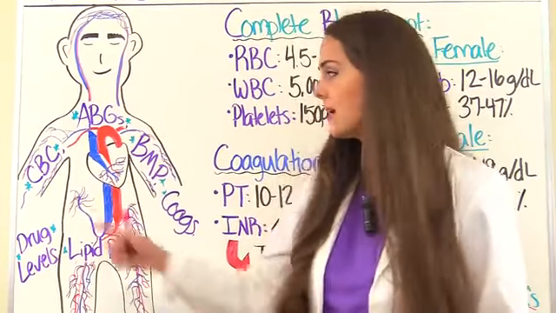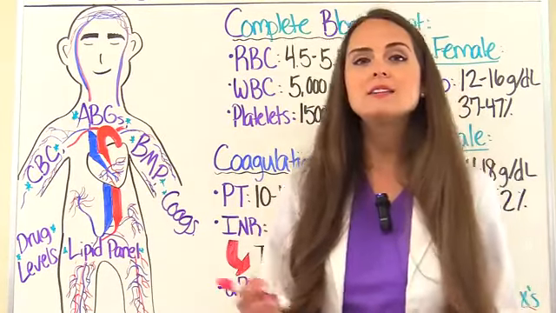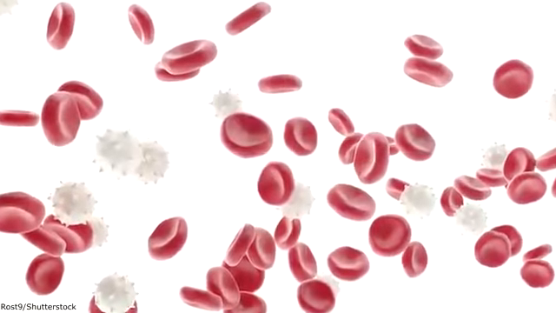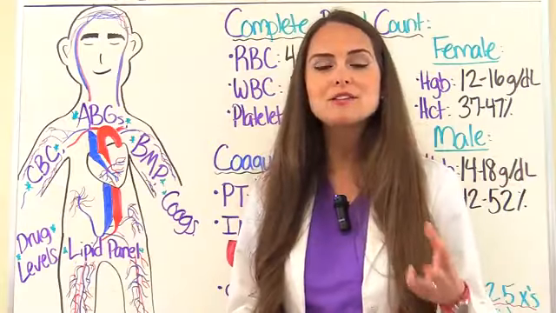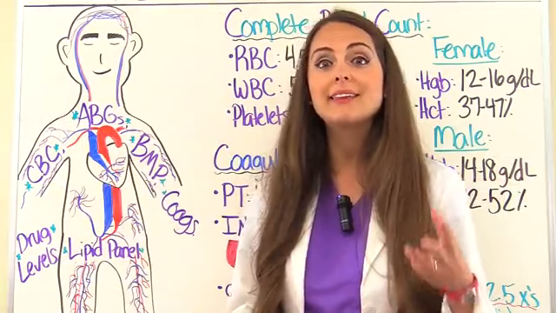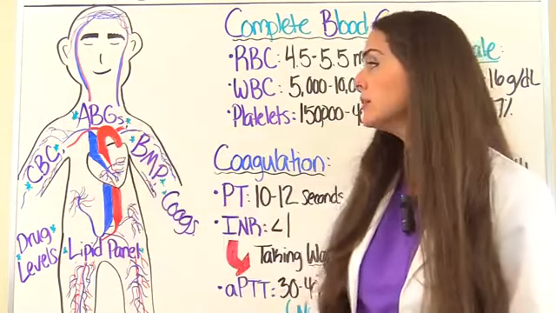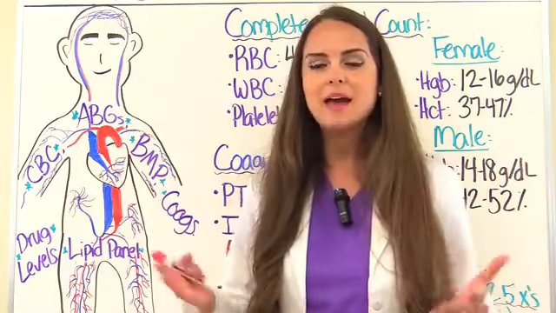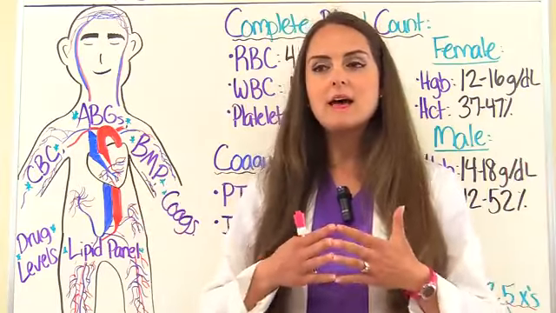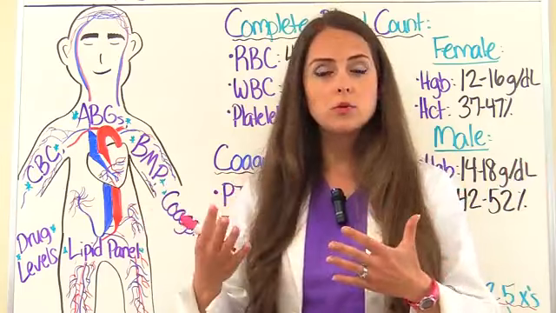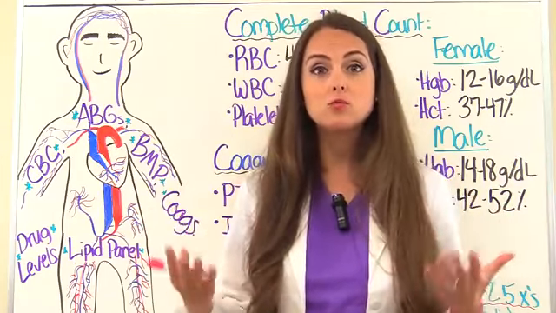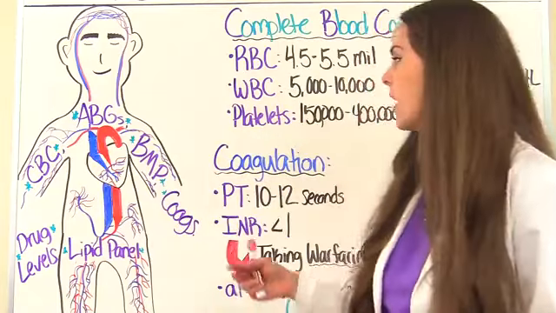Well, a CBC, a complete blood count. This tells us about the cells in our blood, like our red blood cells, white blood cells, platelets, all those important cells that help us maintain life. In addition, arterial blood gases, ABGs. This tells us the acid-base imbalance in our patients. Especially if our patient's having a respiratory or metabolic problem, it can tell us how bad it is and if our treatment is working to help correct the problem.